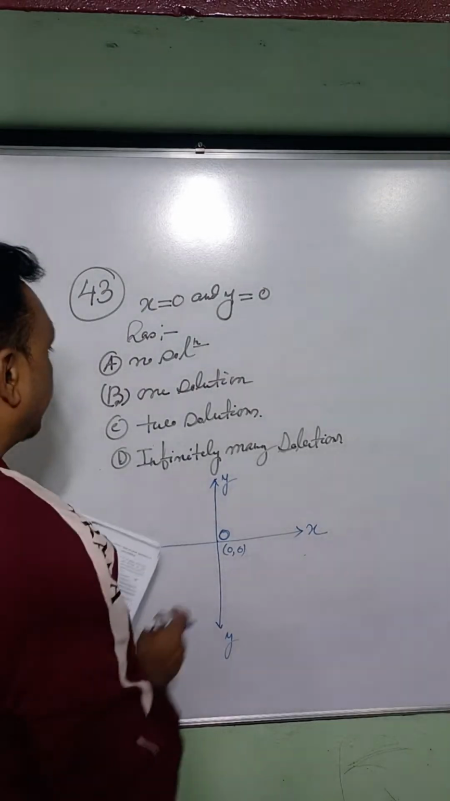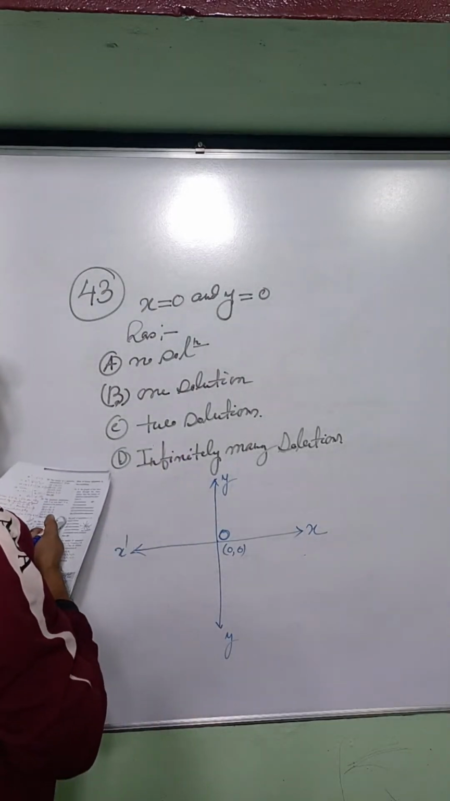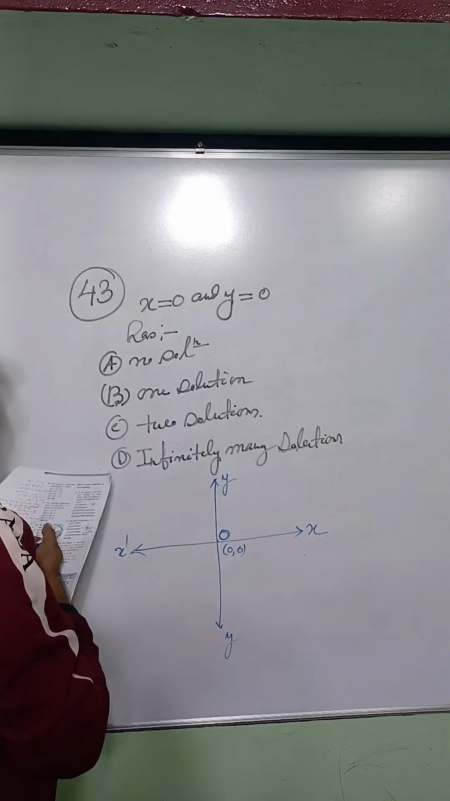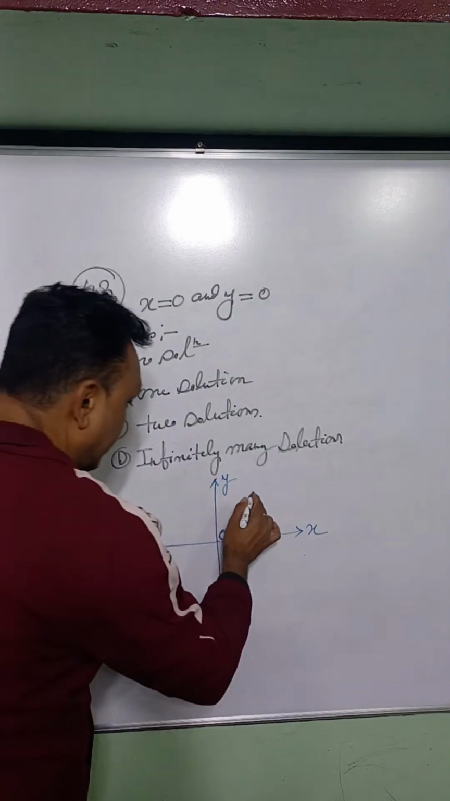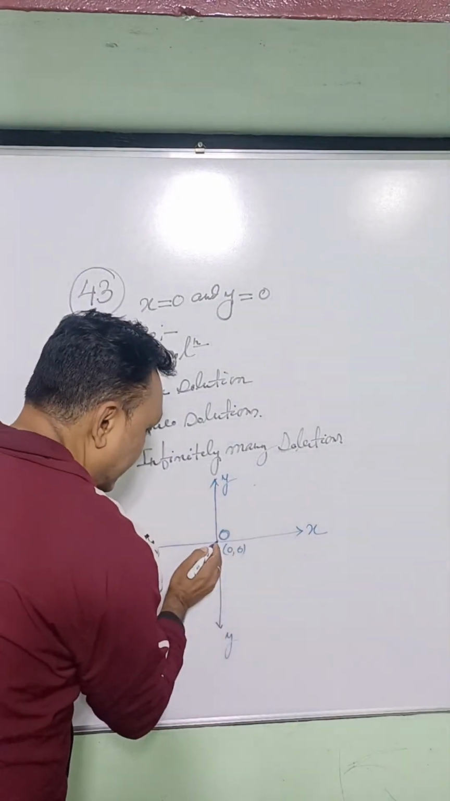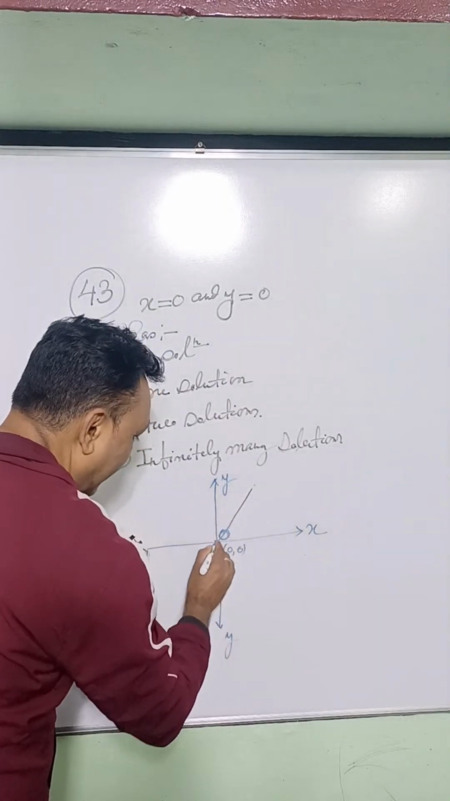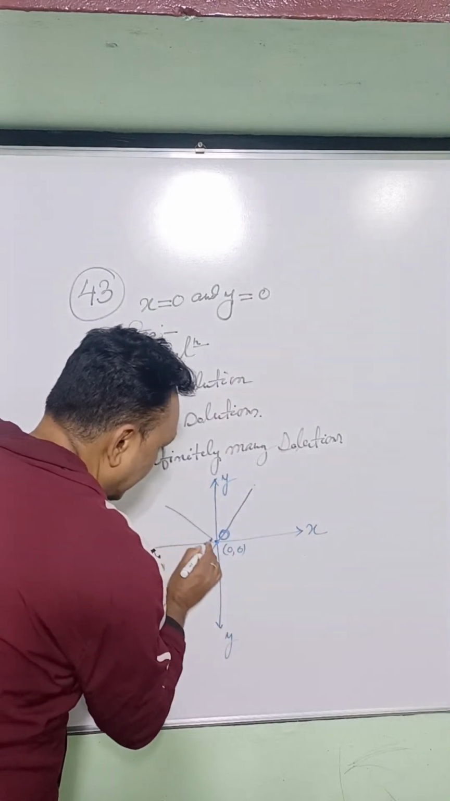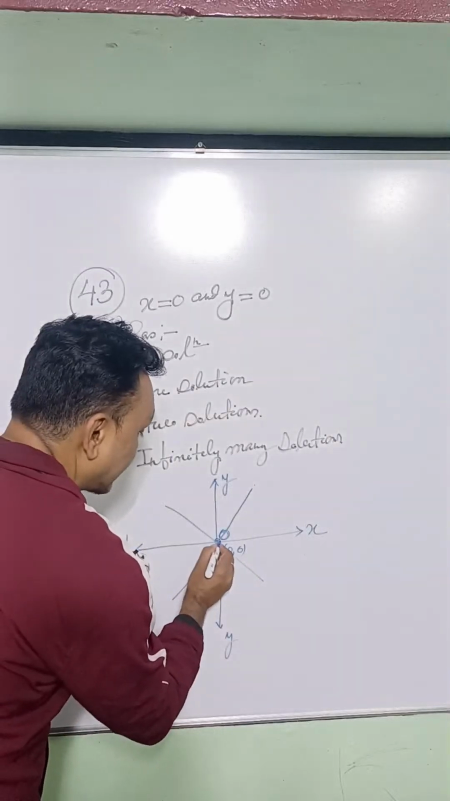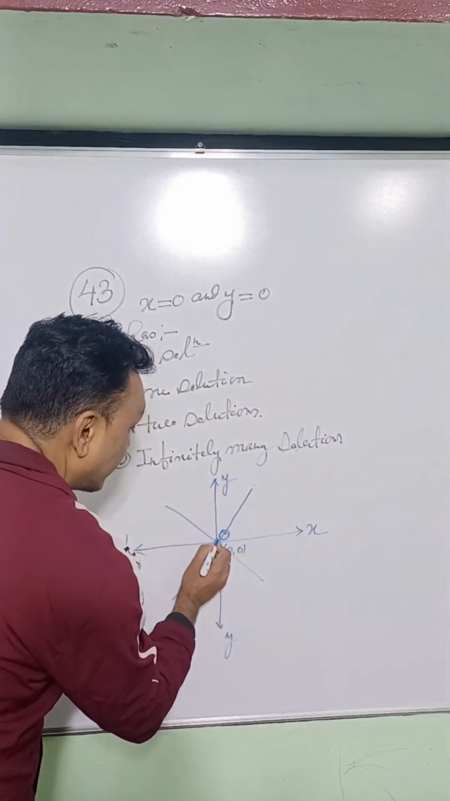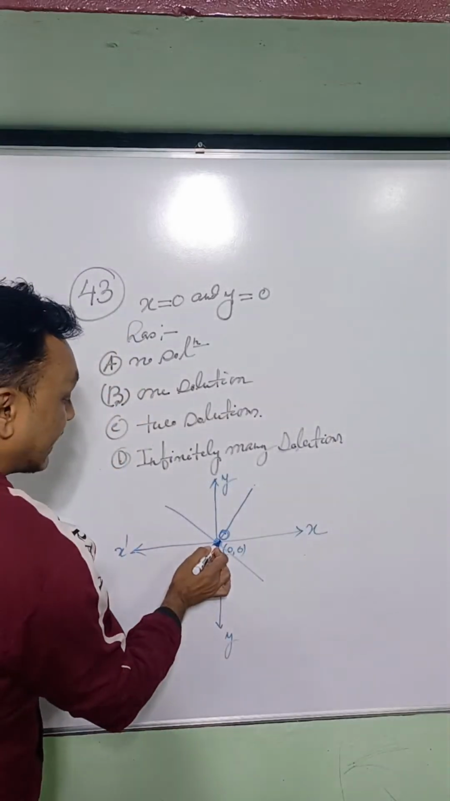All right. That means I read the questions. I repeat the question. The pair of linear equations x is equal to 0, y is equal to 0. That means x is equal to 0, y is equal to 0. So this is the point the graph is passing, the intersecting point. This x is 0, and y is also 0. This is the intersecting point.